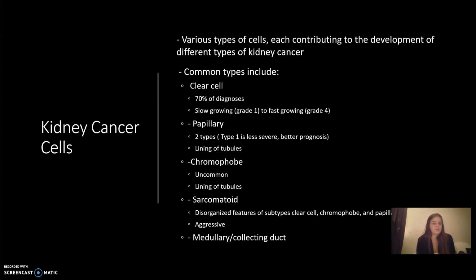There are numerous types of kidney cancer cells. Depending on what type of cell you're working with, it'll depend on what type of cancer you get. So the most common type of cancer cell is clear cell. This is in about 70% of the diagnoses, and it can range from being very severe to being not as severe. So grade 1 to grade 4. There's also papillary, medullary / collecting duct, chromophobe, again, just depending on where these cells are multiplying.